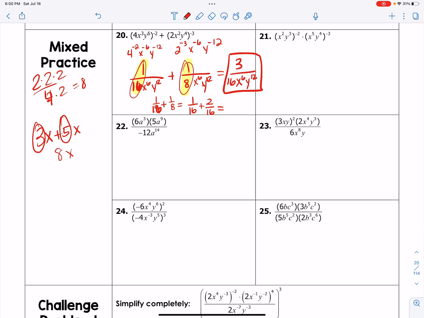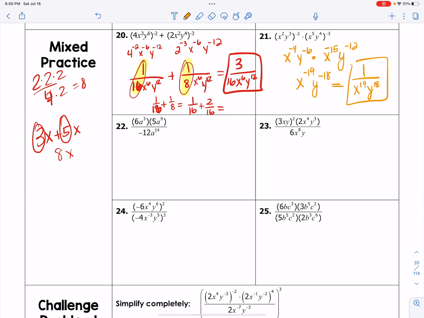Okay, so on number 21, completely different question because now I'm multiplying. So I'm going to take the negative 2 in, negative 4, y to the negative 6. Try not to mess up. x to the negative 15th, y to the negative 12th. Okay, all right, so you're multiplying. When you multiply, you add exponents. I would do that before you start moving things. These are both negative exponents, so they both go to the denominator. Okay, and that's your answer.